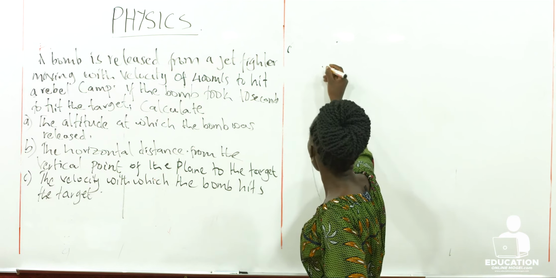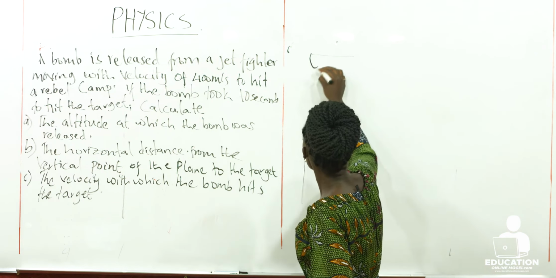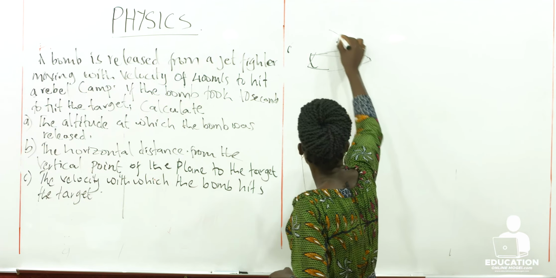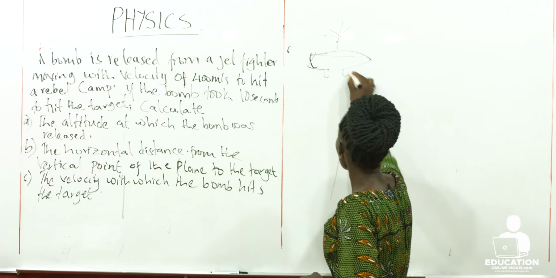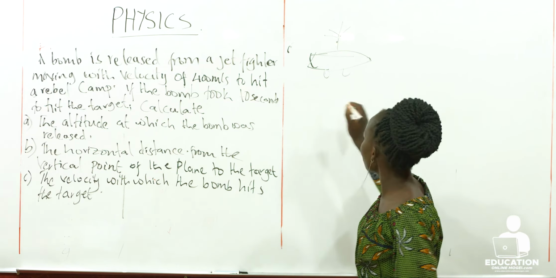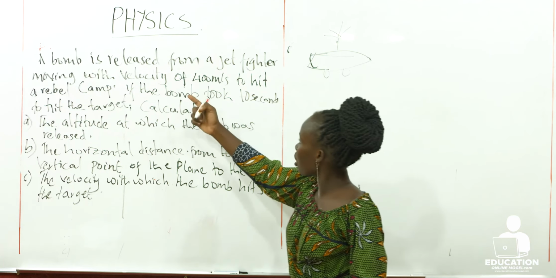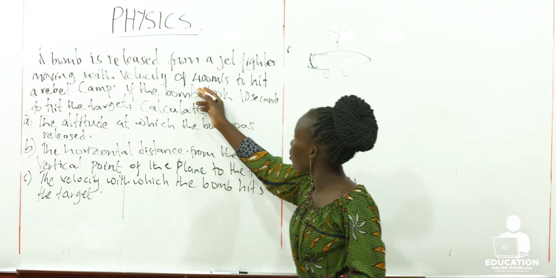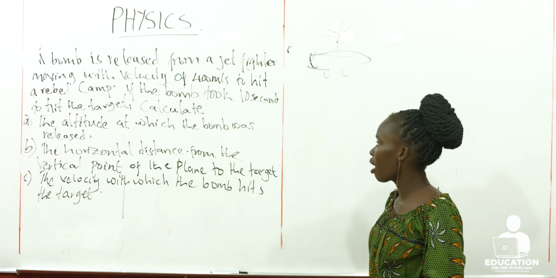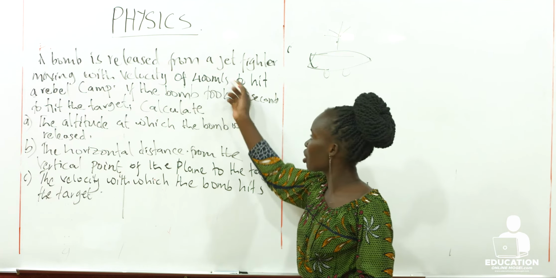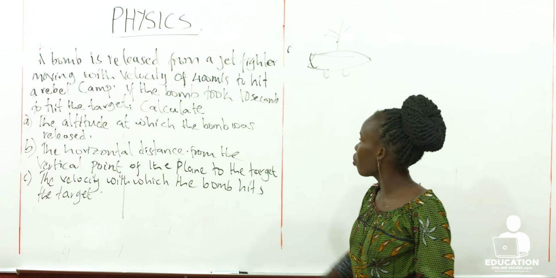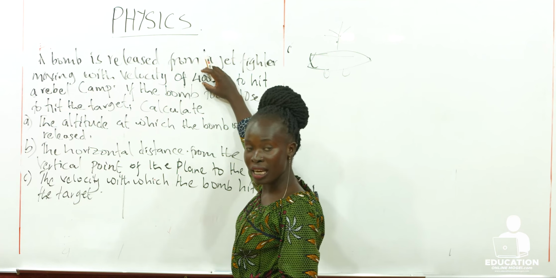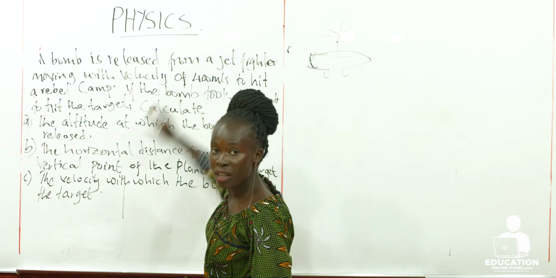Imagine this is your jet fighter. Okay, let's have a small diagram like this. We assume this is our jet fighter. So this jet fighter is releasing the bomb, and it is moving with a speed of 400 meters per second to hit the rebel camp. Which velocity is this that they have given there? Which velocity is the question telling us? So we should know which velocity this is. Is it the initial or the final velocity? Is it for the horizontal or for the vertical?